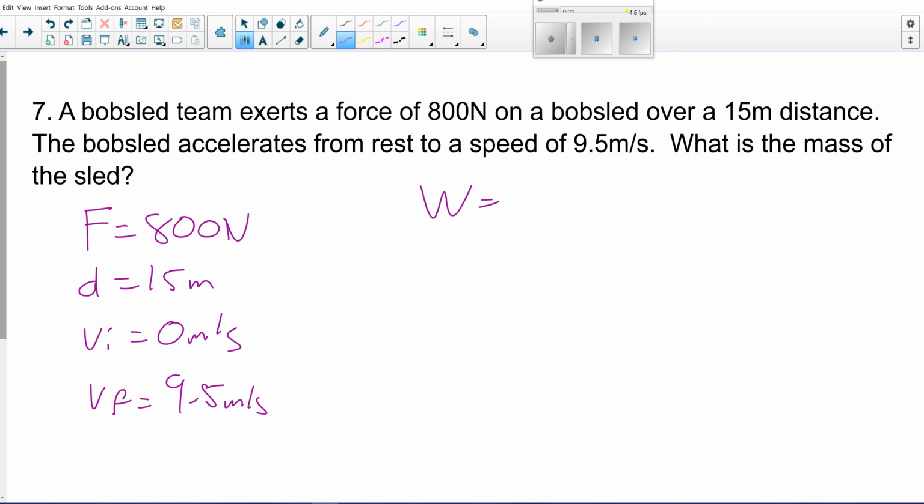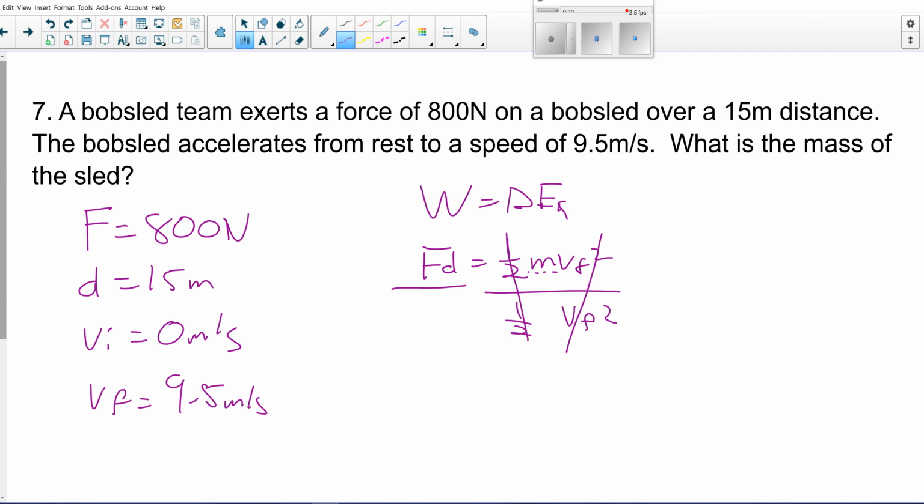We're looking for the mass of the sled. In this one, it is the kinetic energy that is being changed by the work. So force times distance equals 1/2 m vf squared minus 0. There's no initial kinetic energy because it tells us it's starting from rest. So all I have to do is isolate m. I divide both sides by 1/2 of vf squared, plug in and solve. That leaves mass by itself. So I take my 800 and multiply it by 15 meters, and I divide that by 1/2 times 9.5 squared.